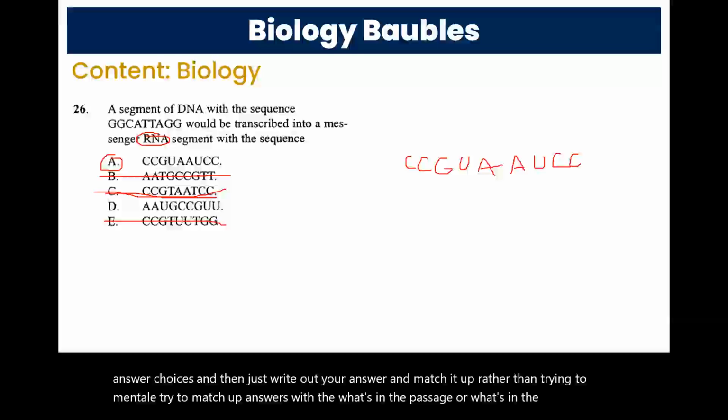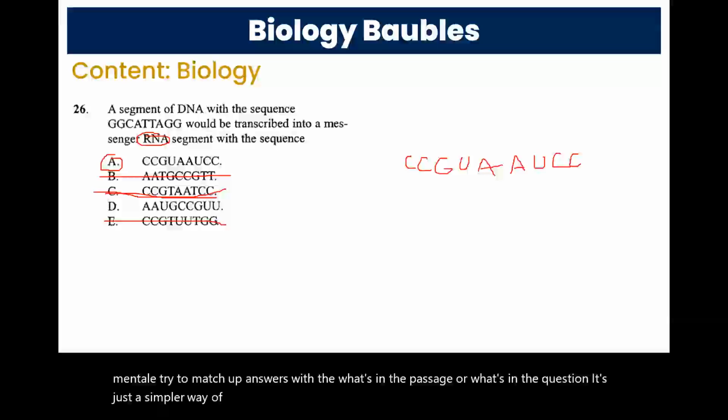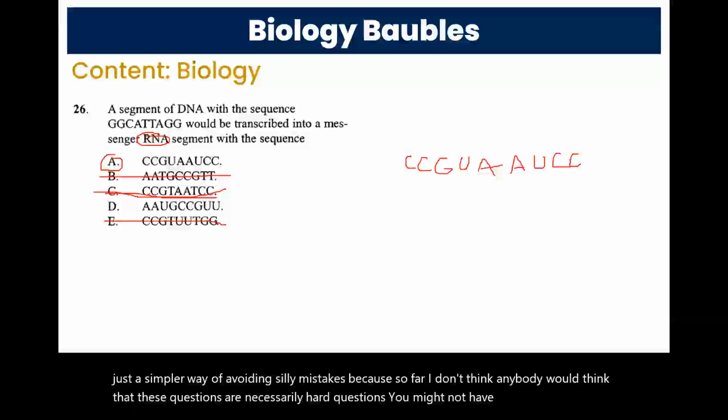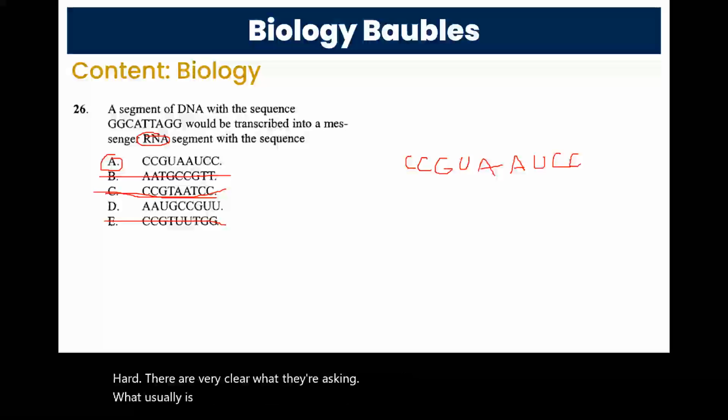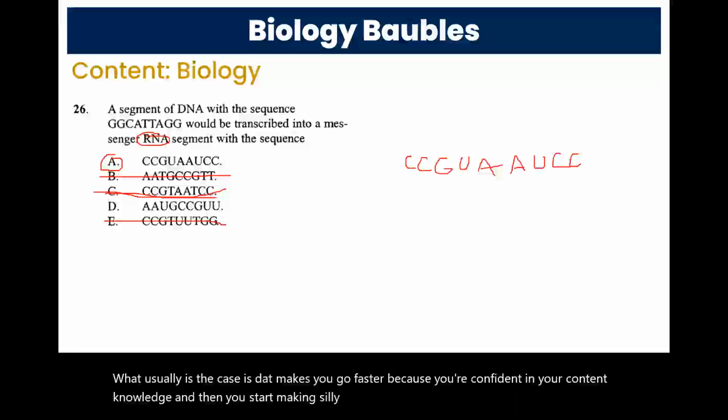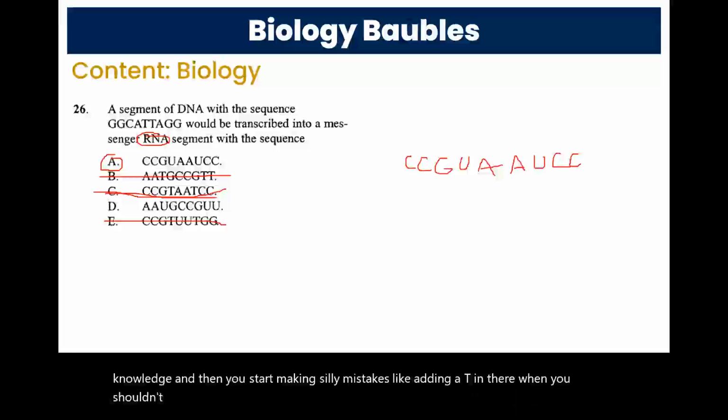It's just a simpler way of avoiding silly mistakes, because so far I don't think anybody would think that these questions are necessarily hard questions. You might not have remembered the content, but the questions aren't really hard. They're very clear what they're asking. What usually is the case is that you go faster because you're confident in your content knowledge, and then you start making silly mistakes like adding a T in there when you shouldn't have. So these are just a lot of techniques to slow you down, make you take your time.